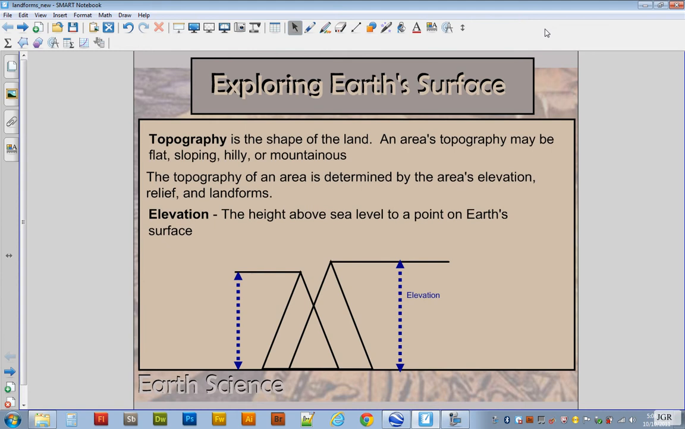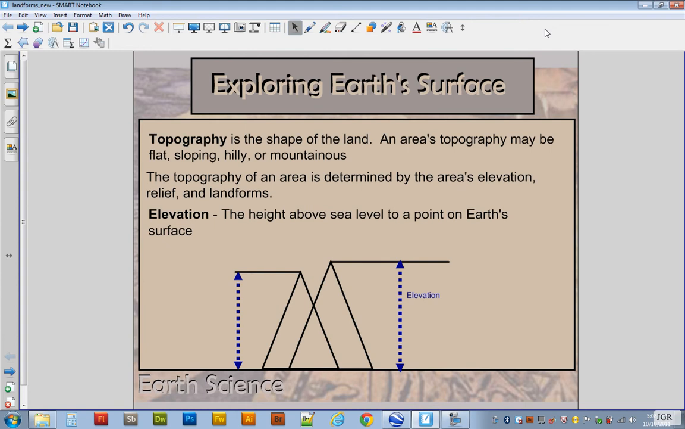What we see here are the first notes on earth science, and I just want to give you a little bit of background information about earth science. Earth science is basically the science of studying the earth's structure and how the earth goes through its changes, and what we know about the earth so far, understanding processes that go into shaping earth's surface.